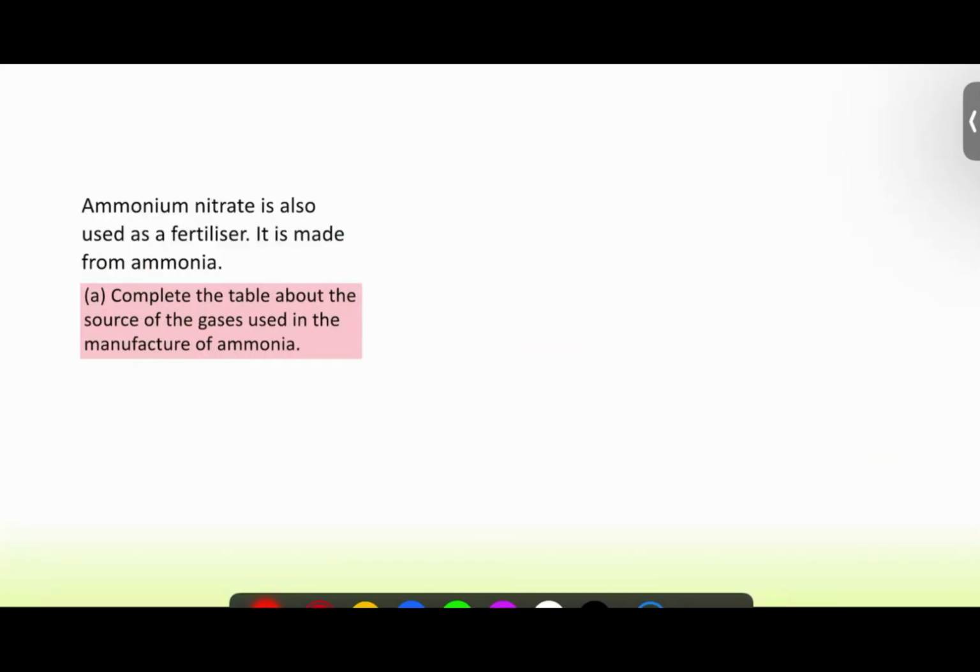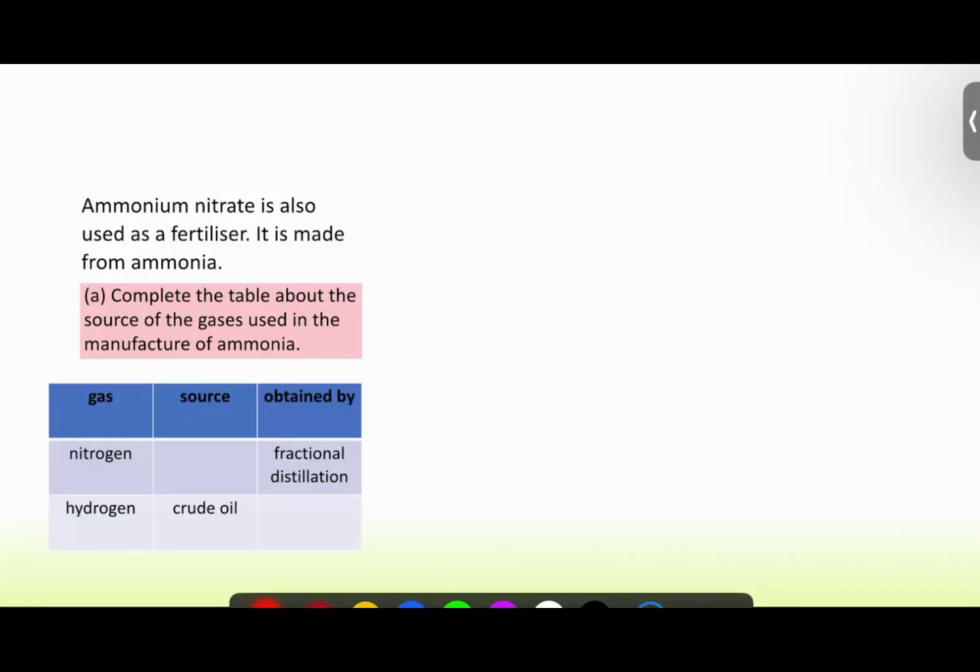Next question. Ammonium nitrate is also used as a fertilizer. It is made from ammonia. Complete the table about the source of gases used in the manufacture of ammonia. Nitrogen is from air. It's obtained by fractional distillation. The hydrogen is from crude oil. It's actually obtained by cracking.